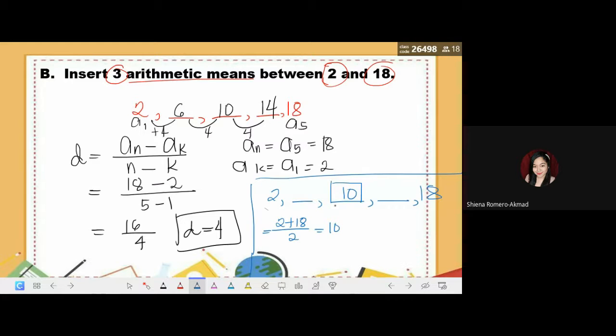At ito namang dalawa, add natin. 2 plus 10 divide by 2. That's 12. Divide by 2, which is equal to 6. Ito naman dalawa. 10 plus 18 divide by 2 will have 28 divided by 2, that is 14. Pwede rin. Okay? Kasi meron siyang gitna.